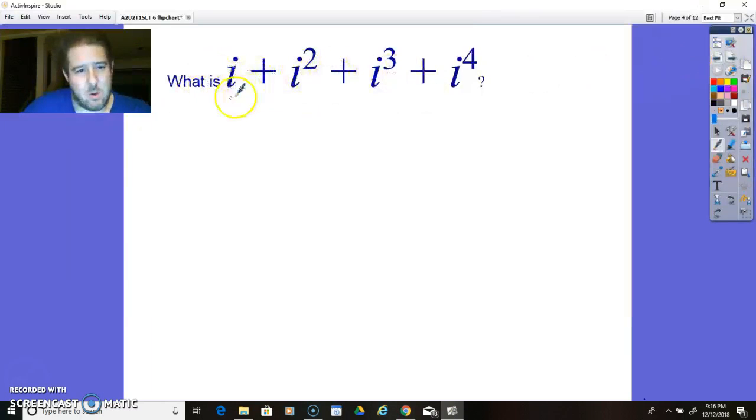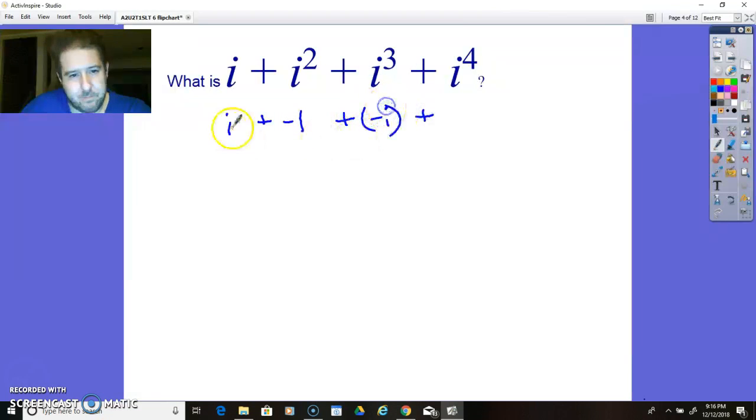So what is this equation? So i, we talked about, is i. i squared is negative 1. And i to the third is negative i, and let me just put all of these in parentheses. i to the fourth power is positive 1.